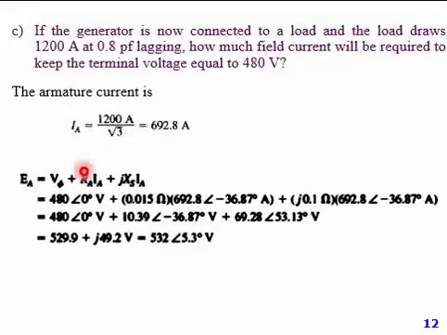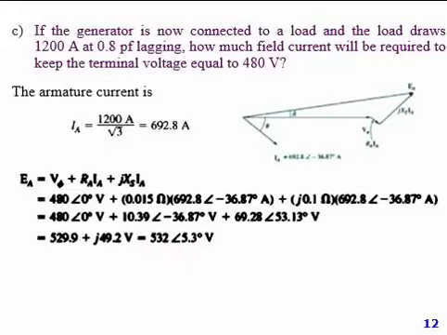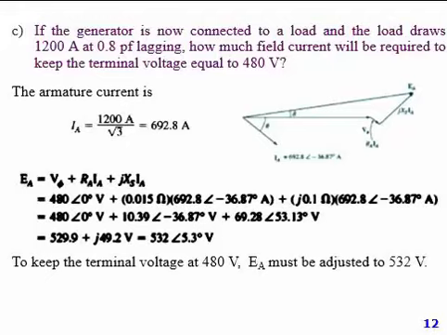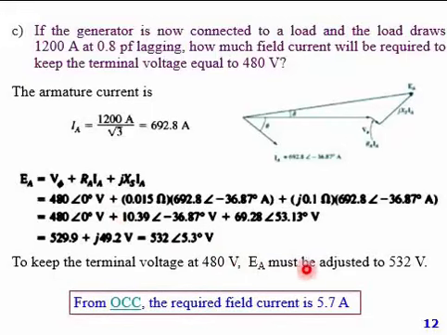By putting these values of IA and the given values of RA, X and V phi, we can find the value of internal voltage EA, such as 532 is the magnitude with the angle of 5.3 degree. From the phasor diagram, it can easily be verified. But to keep the terminal voltage at 480 volts, EA must be adjusted to 532 volts. From the OCC, the same diagram, the required field current would be 5.7 ampere.